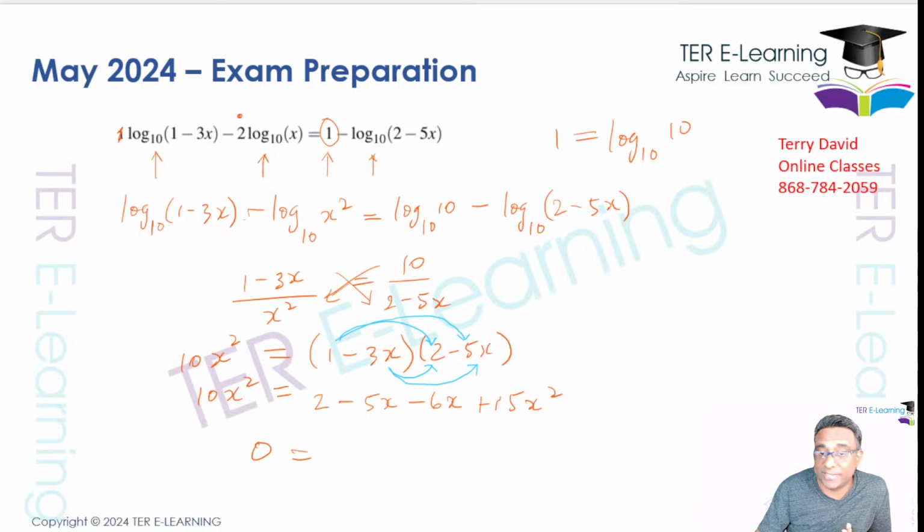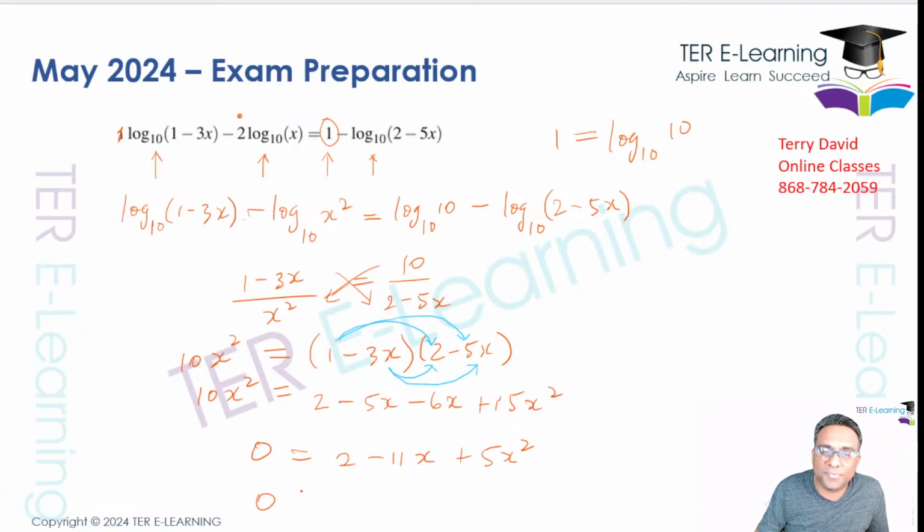So I can carry everything to the right-hand side, or the left-hand side, doesn't matter. You're going to end up with 2, minus 5x minus 6x gives minus 11x, and then 15x squared minus 10x squared gives 5x squared.